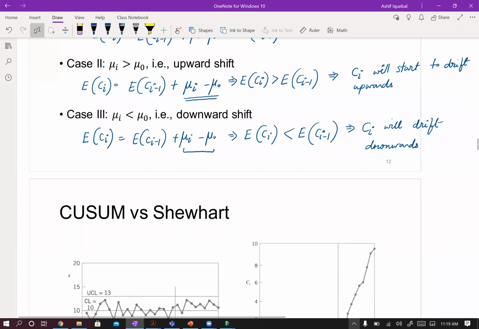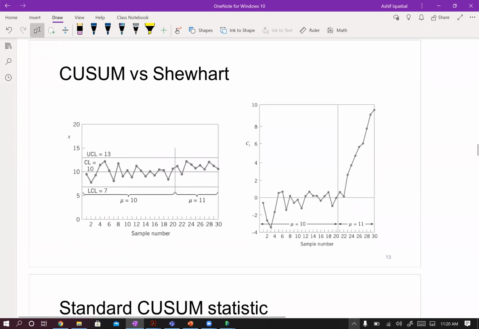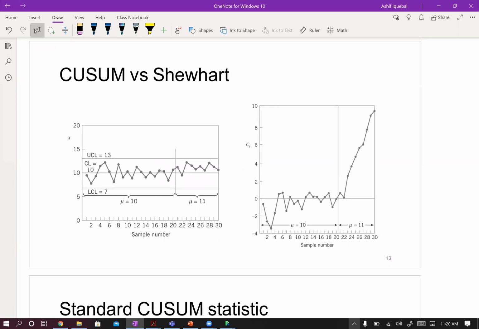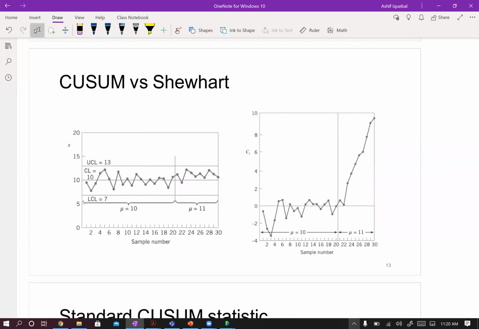Now I'm just highlighting this again. I'm just contrasting the Shewhart chart and the CUSUM chart again here, just for your reference. This is the case when mu I is greater than mu naught, and you can see an upward drift here, right?